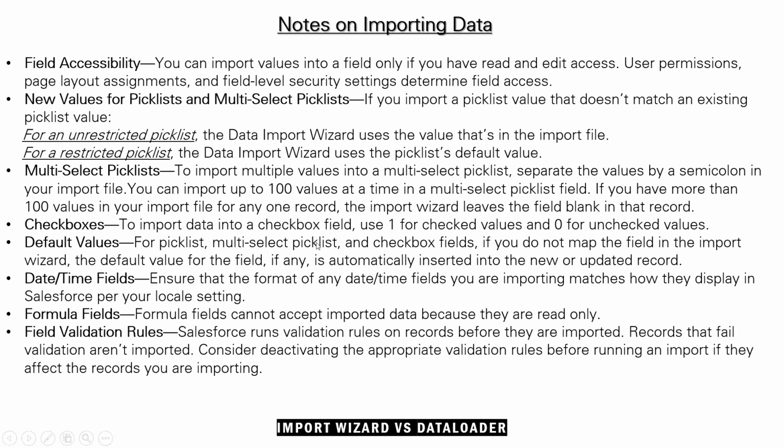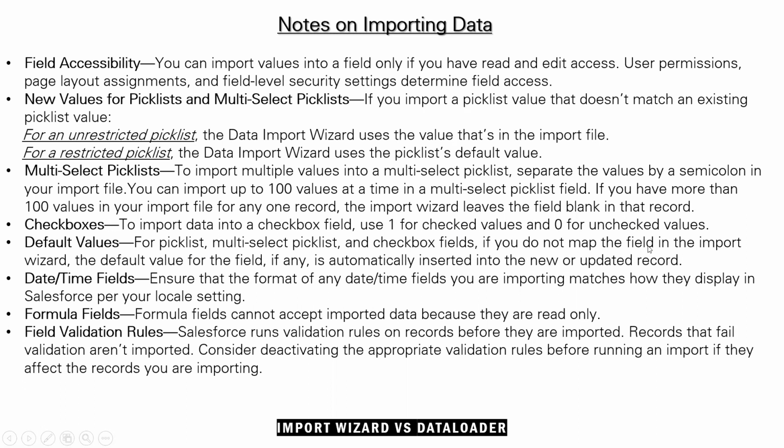To import data into a checkbox field, use 1 for checked values and 0 for unchecked values. So a checkbox example is, I think, fee paid is a checkbox only. I remember fee paid. Yes, fee paid is a checkbox. You can actually determine whether to tick the fee paid data or untick it. So once you give one, it will get checked. Once you give zero, it will be unchecked. While importing default values, so I think this is for pick list, multi-select pick list and checkbox fields.